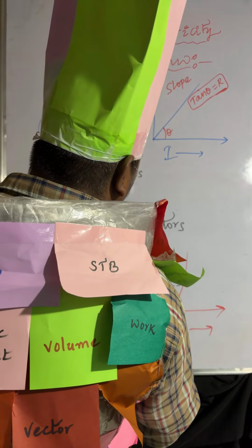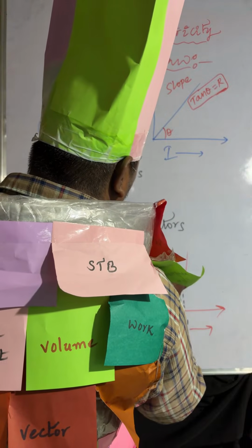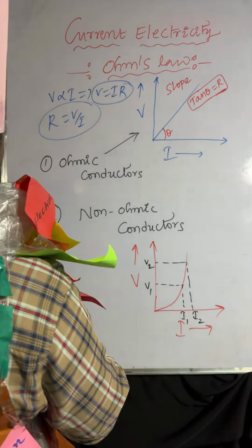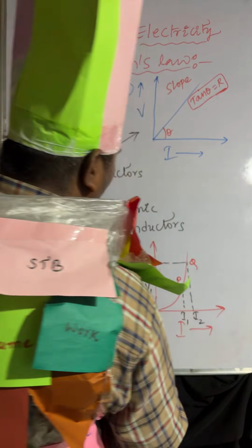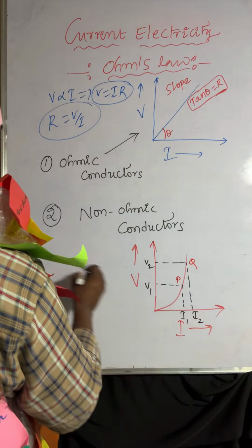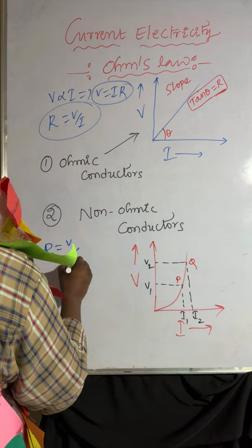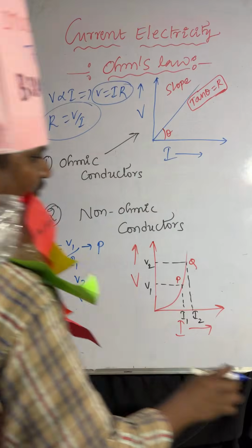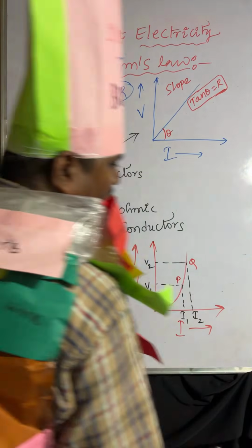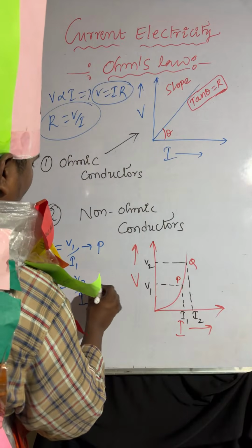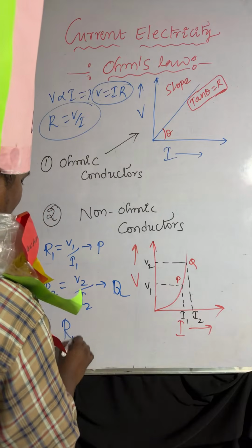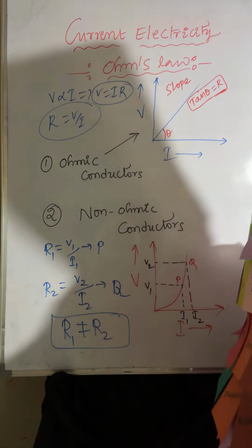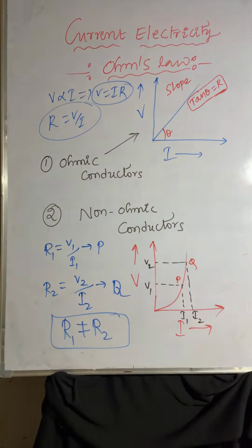Here you can observe V1 and I1, and V2 and I2, at points P and Q. So R1 equal to V1 by I1 at P, and R2 equal to V2 by I2 at Q. So R1 is not equal to R2. I hope it is very clear.